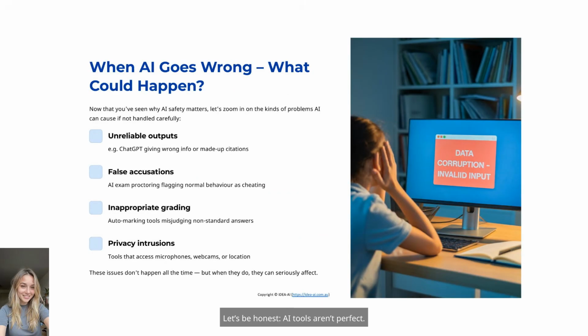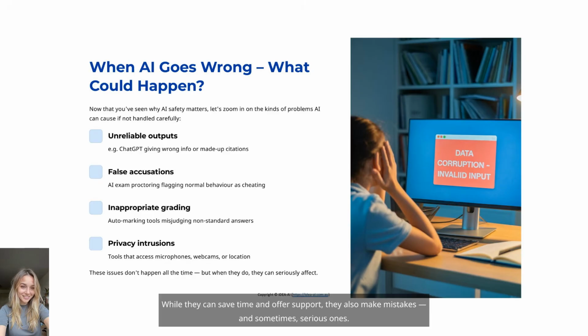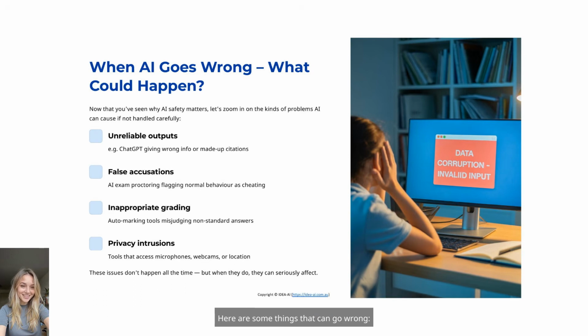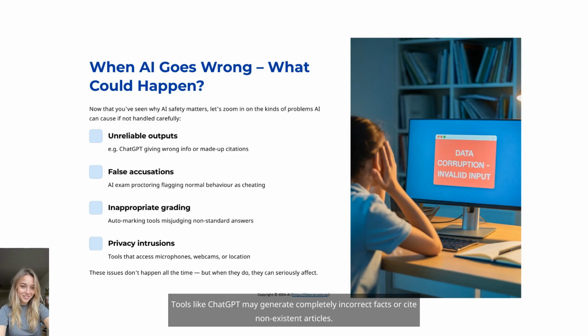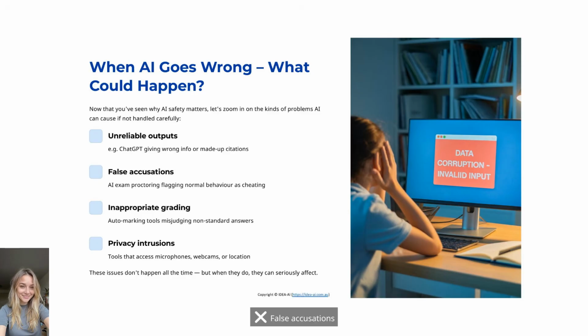Let's be honest, AI tools aren't perfect. While they can save time and offer support, they also make mistakes, and sometimes serious ones. Here are some things that can go wrong. Unreliable output. Tools like ChatGPT may generate completely incorrect facts or cite non-existent articles. If you submit them unverified, your work could be marked down, or worse, flagged for misconduct.